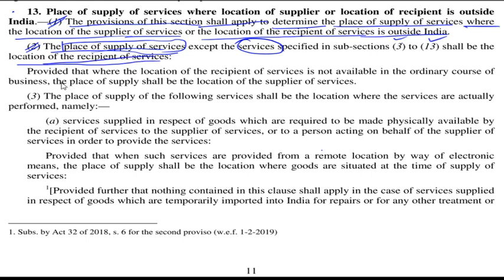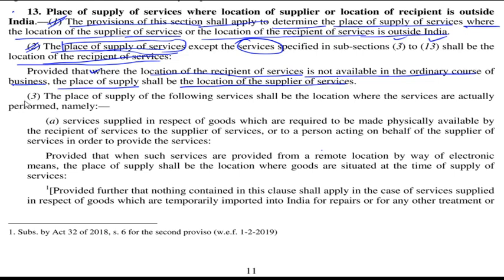Let's see what the proviso to this subsection states. The proviso states that where the location of recipient of service is not available in the ordinary course of business, the place of supply shall be the location of supplier of service.